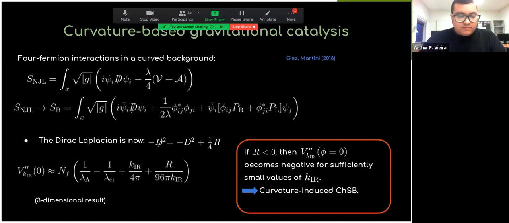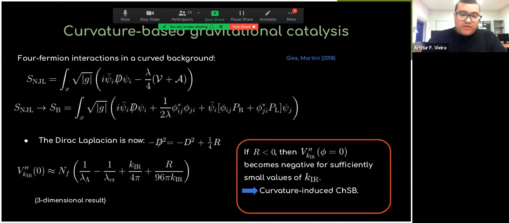Moving on to a curved background. So we consider the same system, but now in a curved background. And the main difference here is in the modification of the Dirac operator, because now the Dirac Laplacian gets modified, as you know, by this additional term proportional to the Ricci scalar, and that expression for the second derivative of the potential also gets an extra piece proportional to the Ricci scalar.